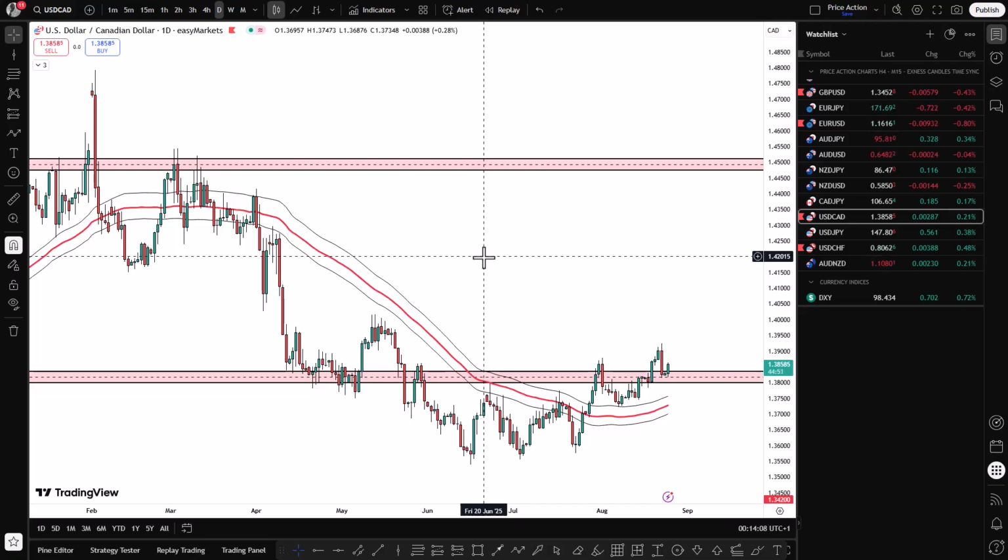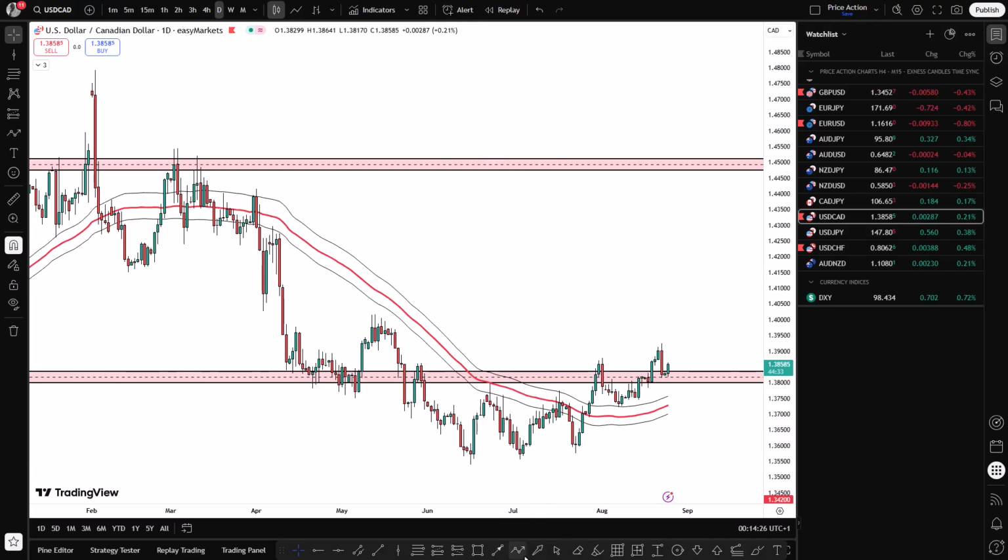Okay, but how does this affect currency pairs like the USD CAD, the USD JPY, or the USD CHF, where the United States dollar comes first and the other currencies, like the Canadian dollar, the Japanese yen, or the Swiss franc, come second? Again, it's the same thing.